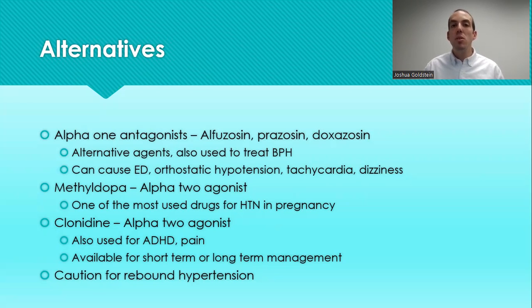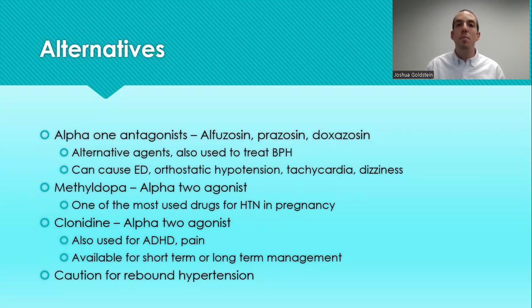Methyldopa is one of the most commonly used agents that we have for hypertension in pregnancy, which may often be called preeclampsia. And the other drug here is clonidine, almost the exact same mechanism of action. Pretty much for our purposes, we'll say it's the same. And that drug is not only used for hypertension, it's also used for ADHD and for pain. Clonidine is available both short-term and long-term. Very often it is used short-term.